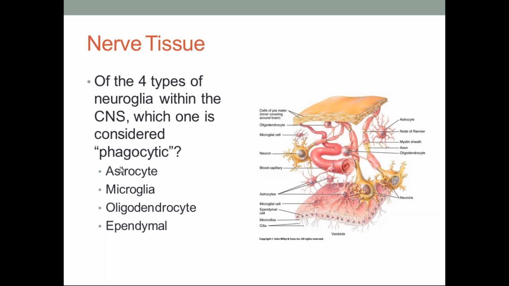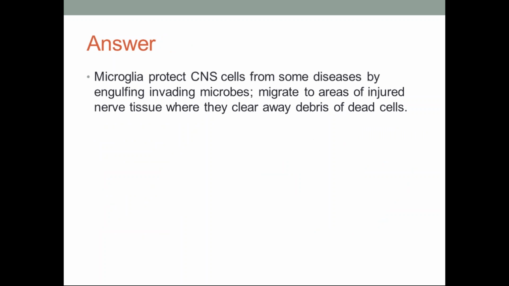There's one there. Okay, so they're there to protect. They protect the central nervous system from some diseases by engulfing invading microbes. They migrate to areas of injured nerve tissue where they clear away the debris of dead cells. So they're actually considered the fixed macrophages. Remember, there were wandering macrophages, like the monocytes that become wandering macrophages, and then there are fixed macrophages, like microglia.